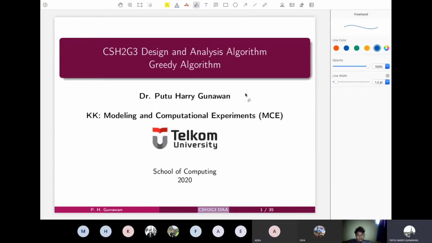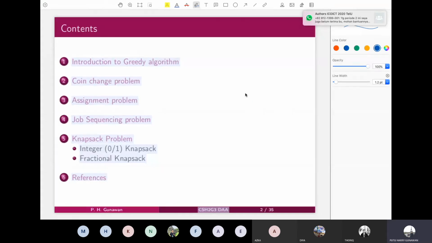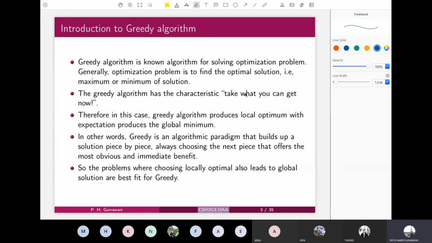Okay, so now let's start with week 9. We would like to talk about the greedy algorithm. These are some contents that we would like to introduce about the greedy algorithm, and then some examples in the greedy algorithms: the coin change problem, assignment problem, job sequencing problem, and finally the knapsack problem. Okay, here we go.